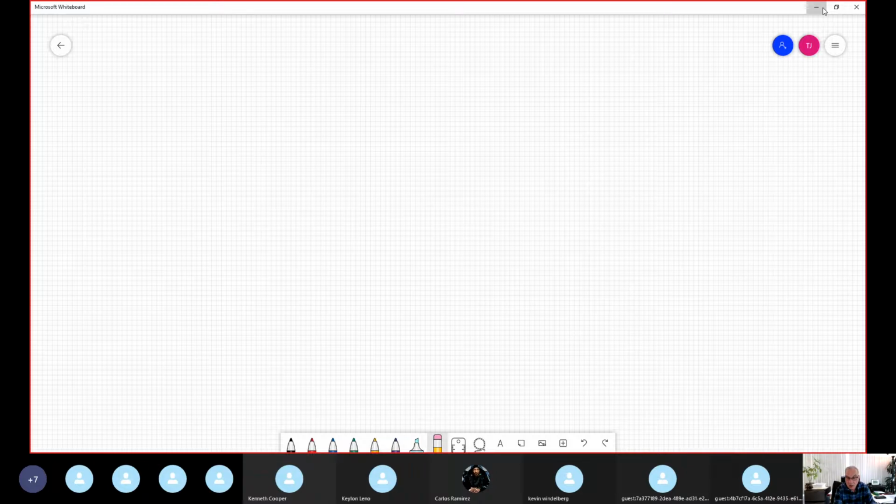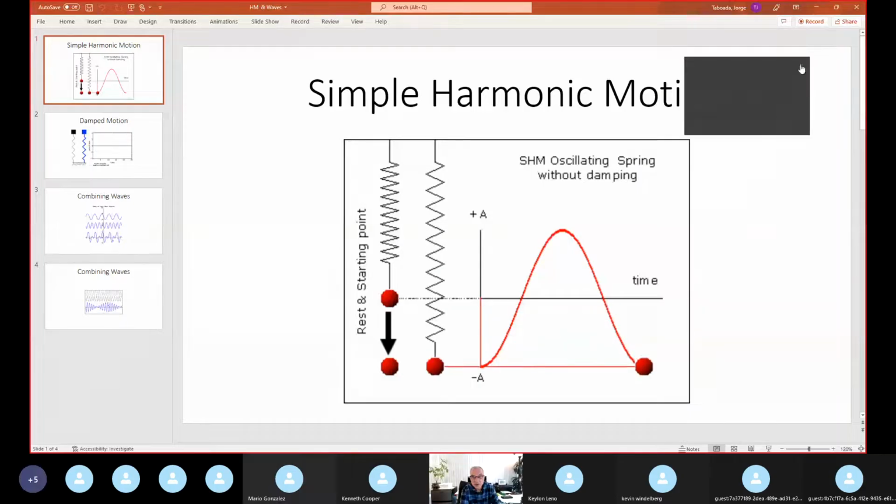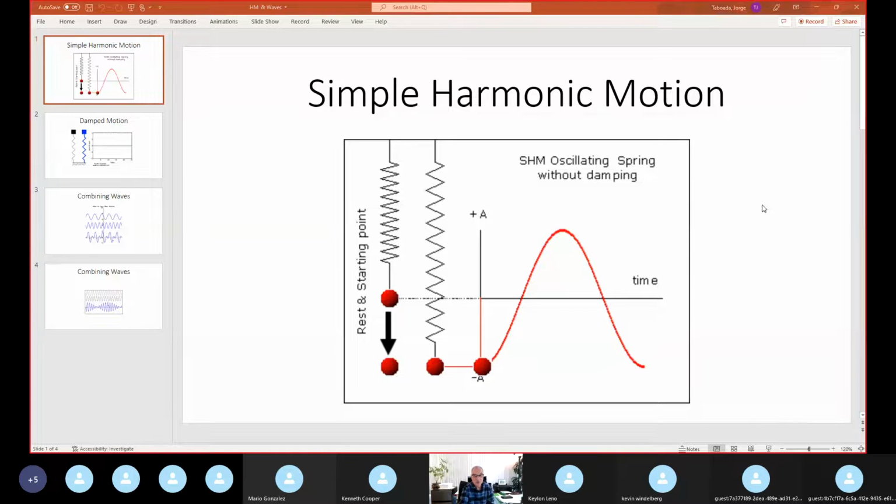Okay, let me slideshow. Boom. And now, it's hard for me. Okay, try to share the screen. Screen share. Here, over there. Screen. Harmonic motion. There you go. Do you see the slideshow of the harmonic motion? Yes. Okay, okay.